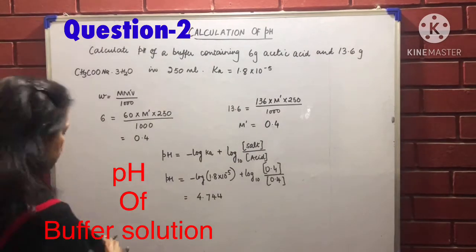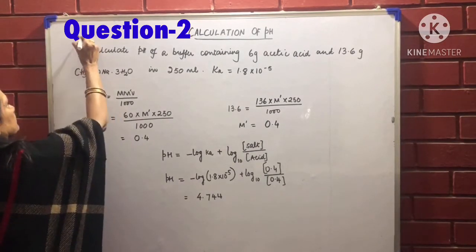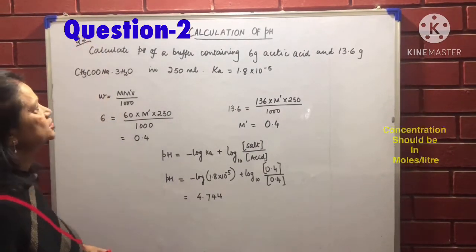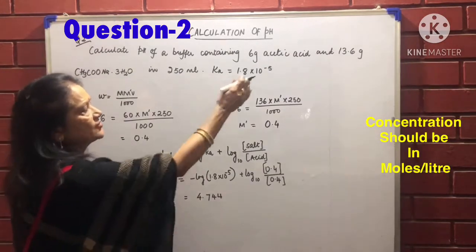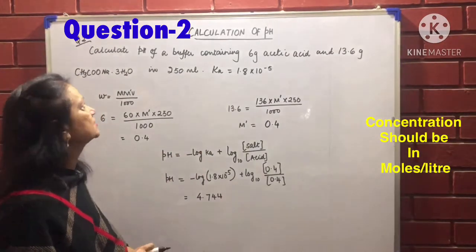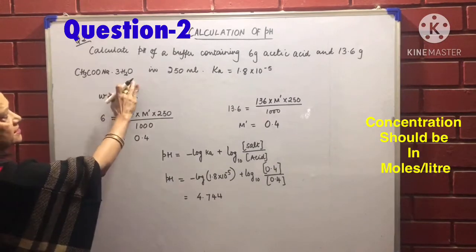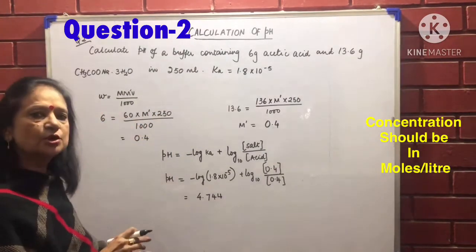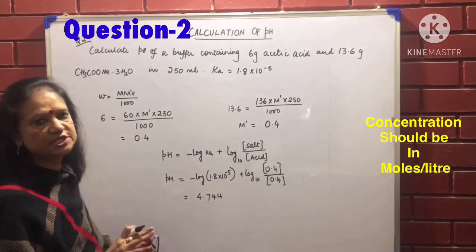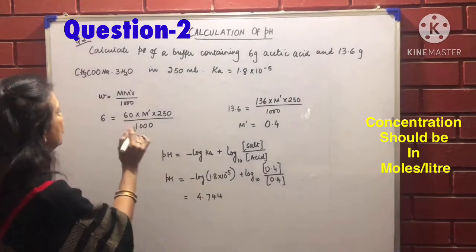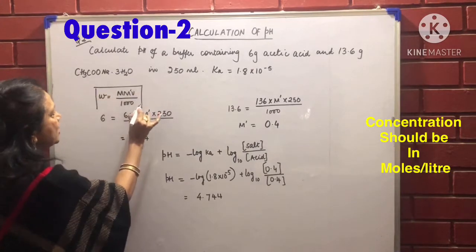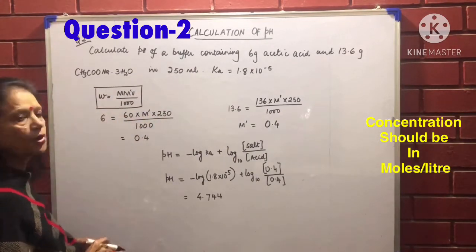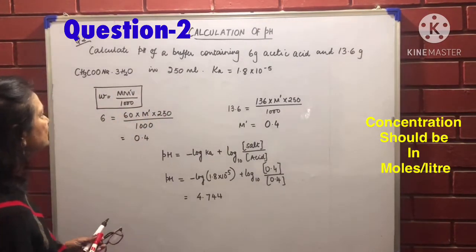Now the question says, calculate the pH of a buffer containing 6 grams of acetic acid and 13.6 grams of sodium acetate in 250 ml. Now, if the question does not give you in moles, you will first change it into moles. You already know the formula, W is equal to M M V upon 1000. So we will use this formula.